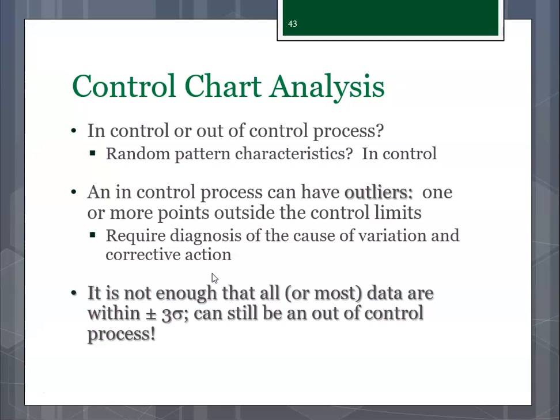Alright, so the purpose of the control chart is what we really want to look at: is it in control or is it out of control, your process? So can you find random pattern characteristics? Then you're in control within the upper control limit and the lower control limit. You can have these outliers, so those are going to be giving you that special cause variation, so you do need to look at those and figure out what the cause of variation is and then do some corrective action. It is not enough that all or most of the data are within plus or minus 6 sigma. You can still be an out of control process, so we're going to talk about that.